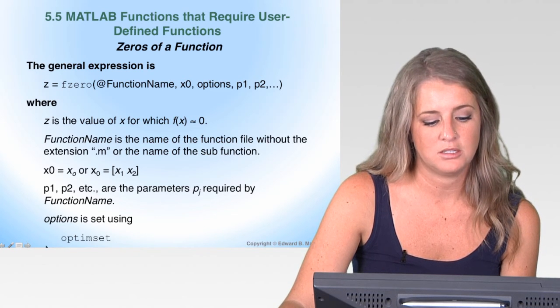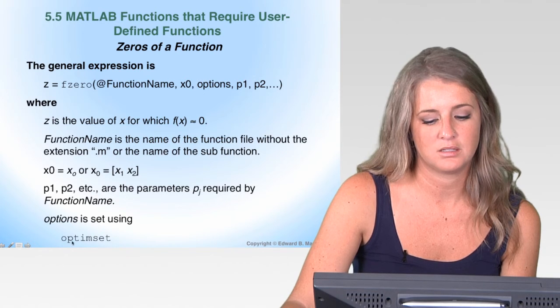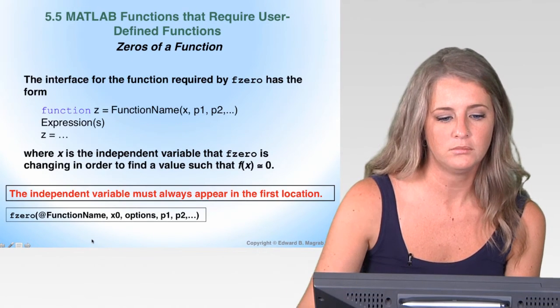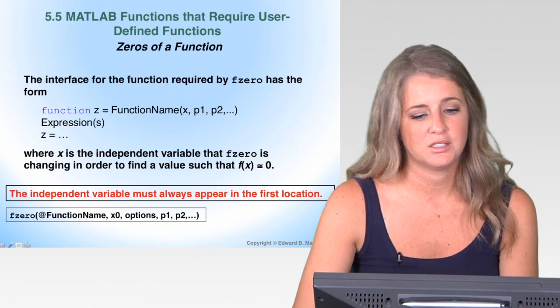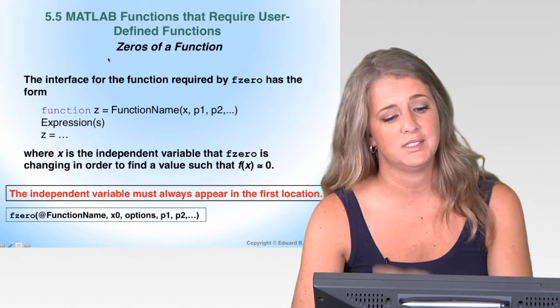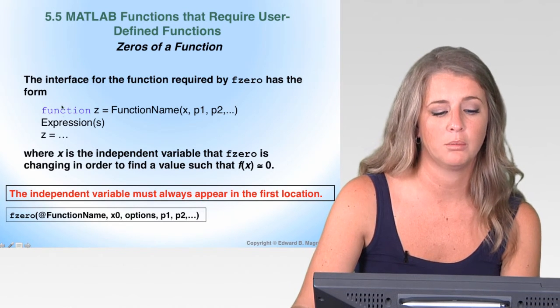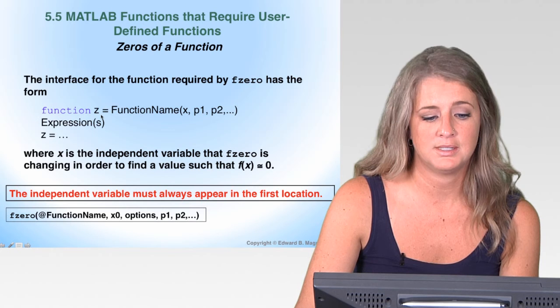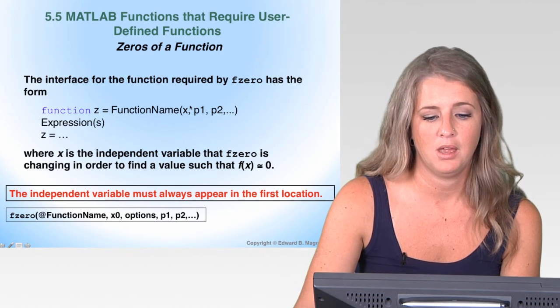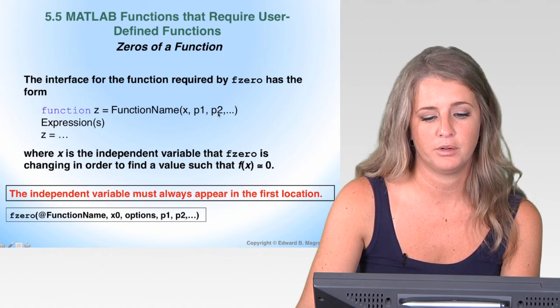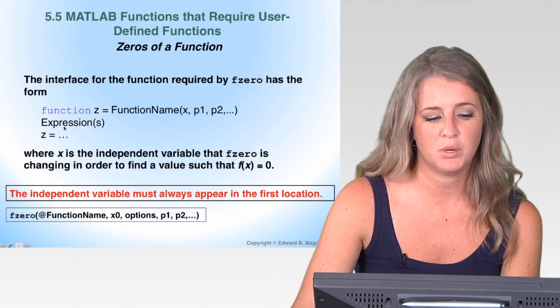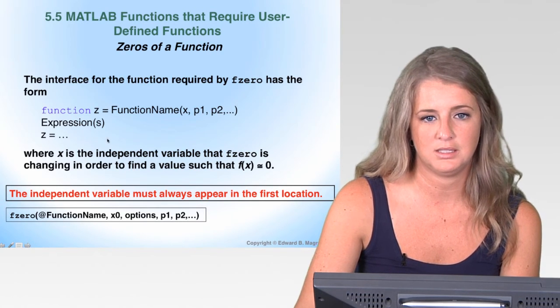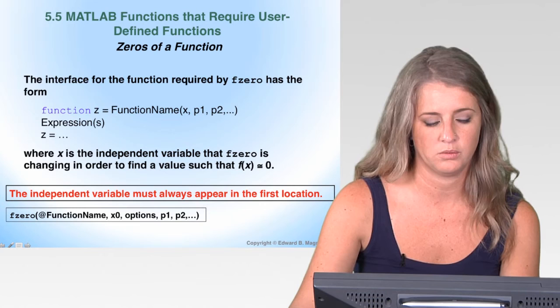Options are set using the optimset syntax here. So the interface for the function required by fzero has a specific form. So you have to go function z equals function name (x, parameter 1, parameter 2). Then you have your expressions, and then z is equal to what your equation is.